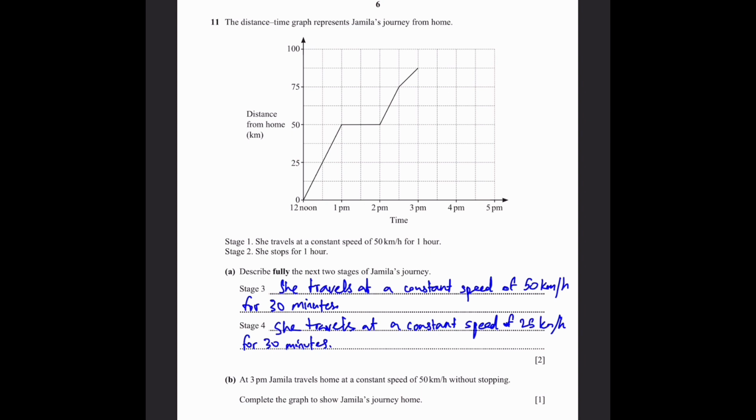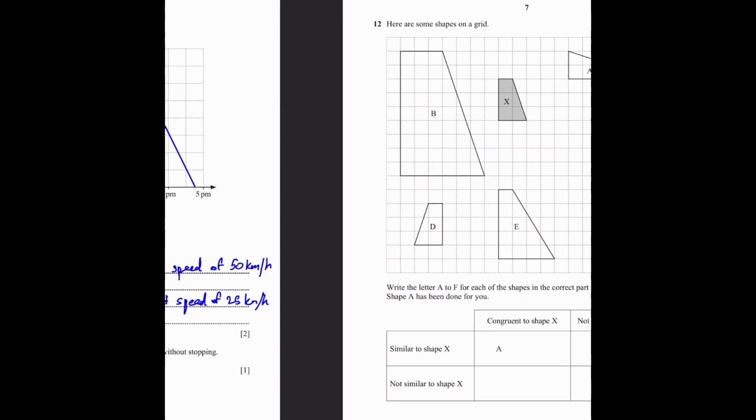B. At 3 p.m., Jamila travels home at a constant speed of 50 kilometers an hour without stopping. Complete the graph to show her journey home. So 50 kilometers an hour means that in 1 hour she will travel 50 kilometers. In 1 hour, distance like this, 50 kilometers traveled. And the graph can be drawn like this, and we can continue extending it just like that. That's the answer.